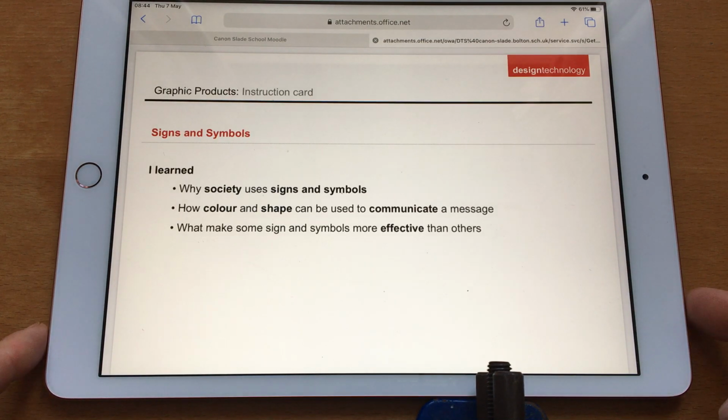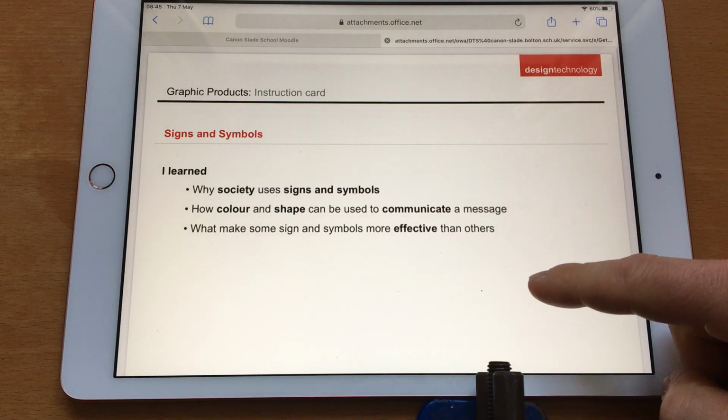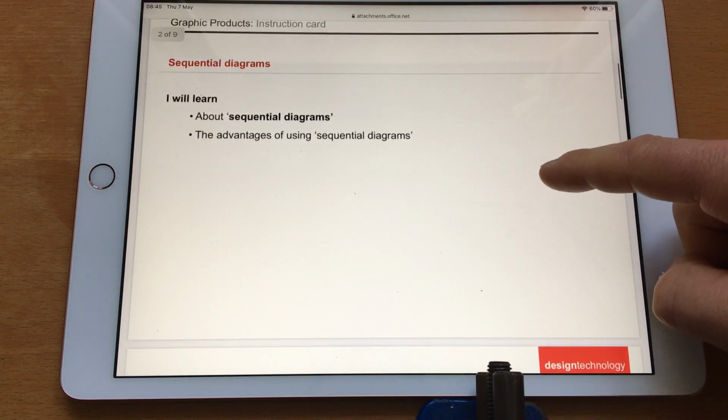Okay, this week's theme is going to be all about something called sequential diagrams. Last week we were looking at something called signs and symbols. Hopefully we understood the different categories of signs and symbols, the use of colour and shape, and the use of pictograms and ideograms to try and communicate a sign or a symbol. So this week we're going to look at sequential diagrams.